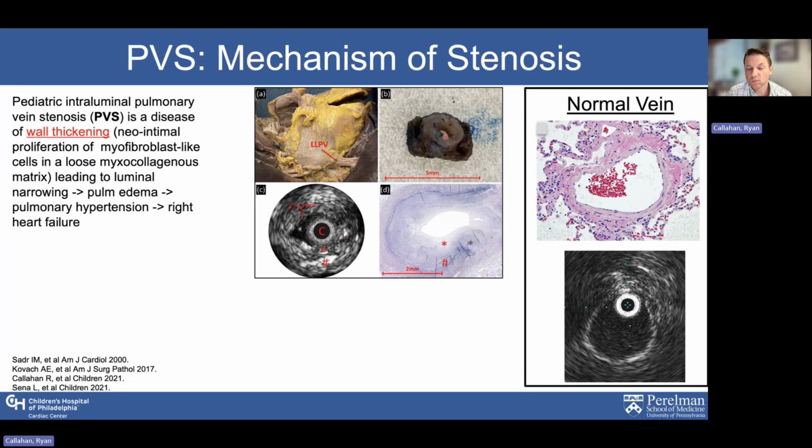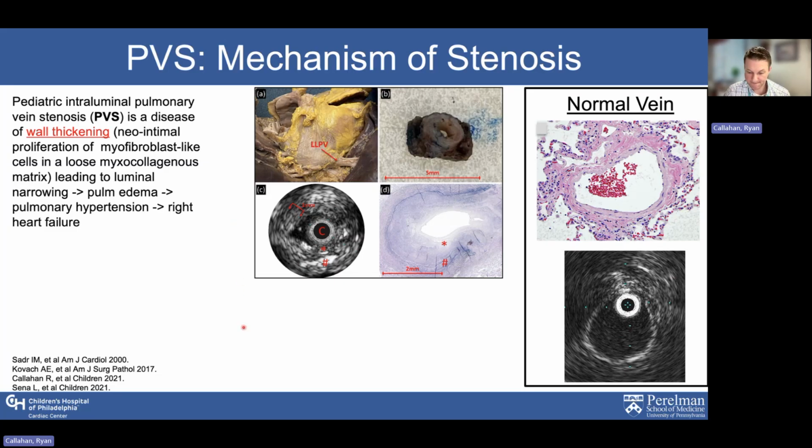And so when the wall thickens, blood can have a hard time getting out of the lungs, and it can leak fluid into the interstitium, causing pulmonary edema or lung water, which causes patients to have increased work of breathing, potentially requiring oxygen. That can increase the pressure in the lungs, which is called pulmonary hypertension, and then stress the right heart, which can lead to right heart failure and ultimately death.